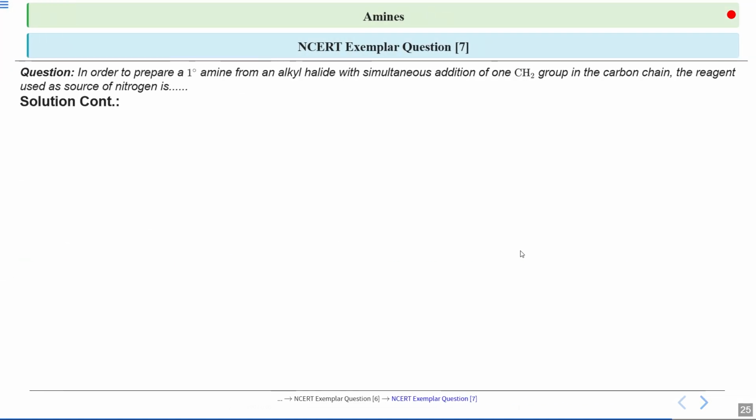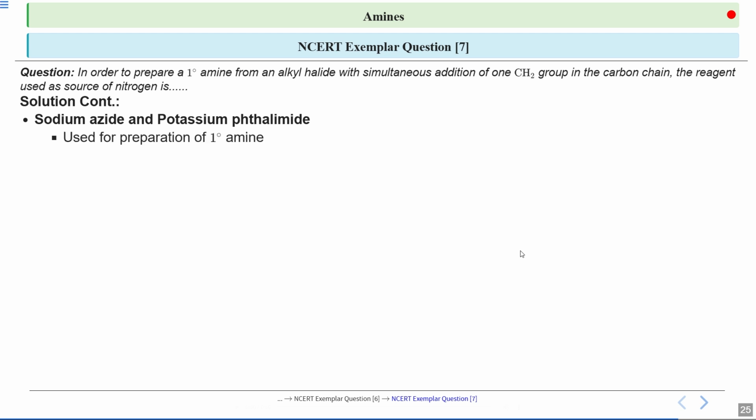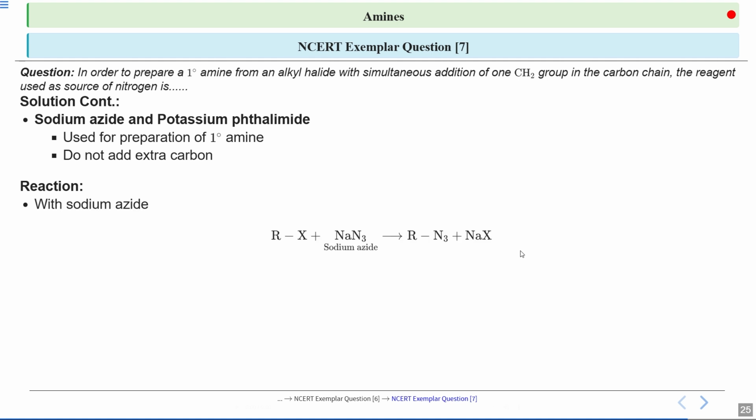Now if we further see, we will see sodium azide and potassium phthalimide. So they are reagents which are used in the preparation of primary amines through methods like azide transfer and phthalimide synthesis. So first, for the preparation of primary amines, they do not add an extra carbon, okay. So if we look at the reaction, then sodium azide reacts with alkyl halide to replace the halide with the azide, okay, and this forms an azide compound and sodium halide.